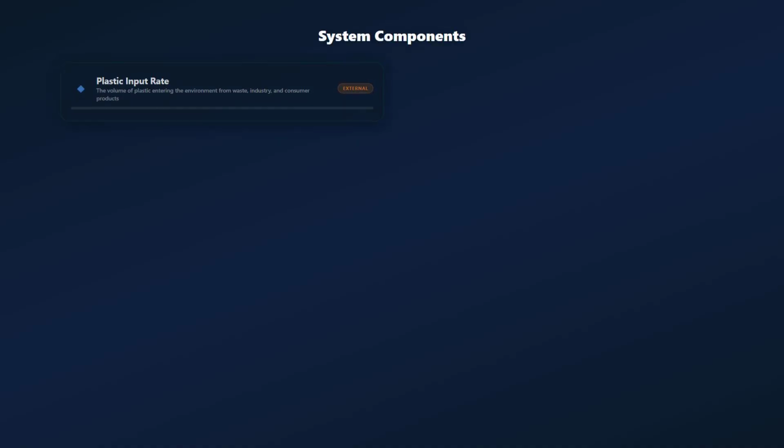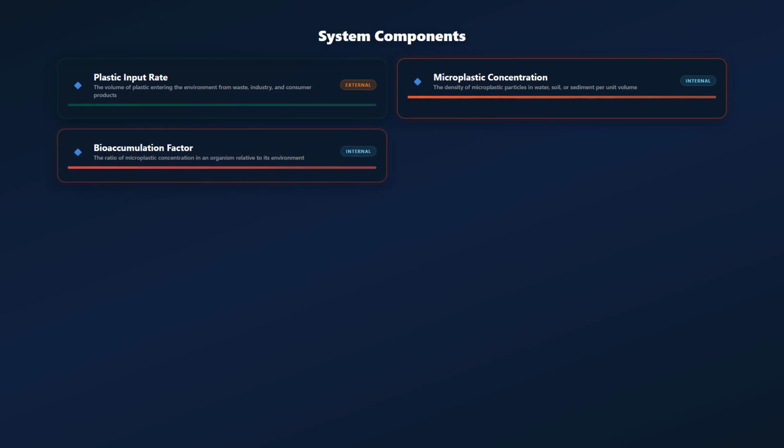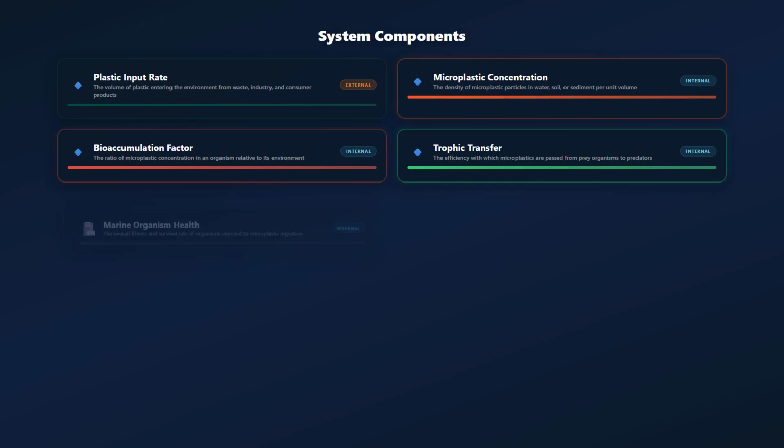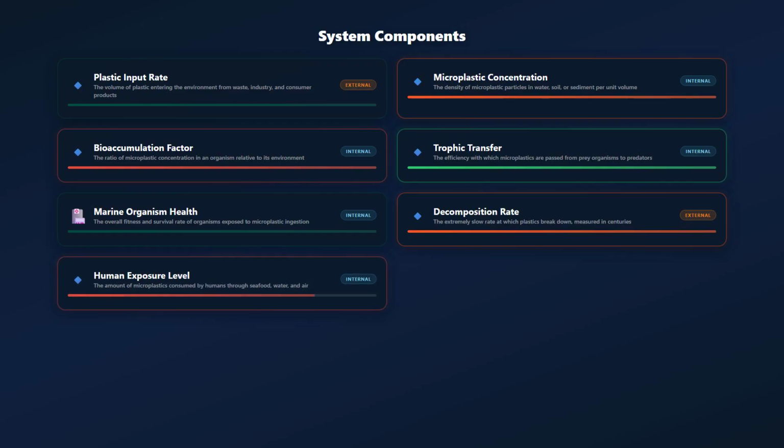Our model for microplastics in the food chain involves 7 key components. We have 2 external inputs: the plastic input rate, which is how much new plastic enters the environment, and the decomposition rate, which is effectively 0 for plastics. The 5 internal outputs are microplastic concentration in the environment, bioaccumulation factor in organisms, trophic transfer efficiency between food chain levels, marine organism health, and finally, human exposure level through contaminated food.